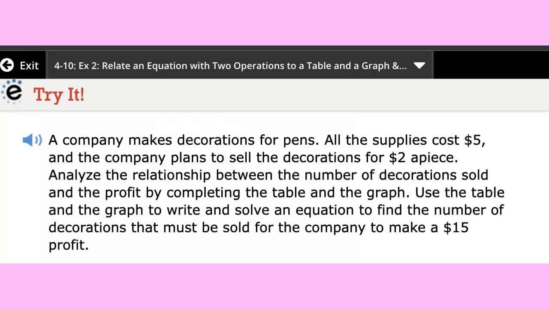Alright, so this time you're going to be working on your own after watching that video from Envision. A company makes decorations for pens. All supplies cost $5, and the company plans to sell the decorations for $2 a piece. Analyze the relationship between the number of decorations sold and the profit by completing the table and the graph. Use the table and the graph to write and solve an equation to find the number of decorations that must be sold for the company to make $15 profit. Good luck!